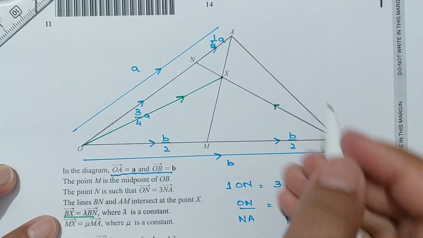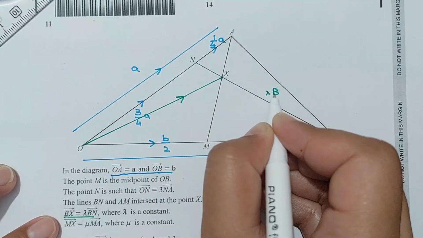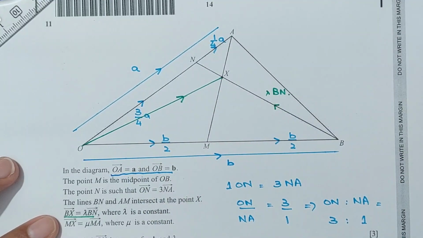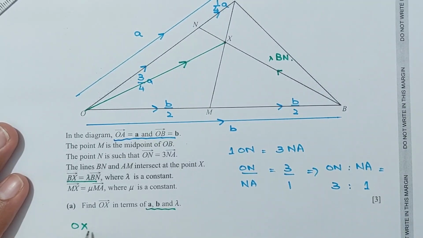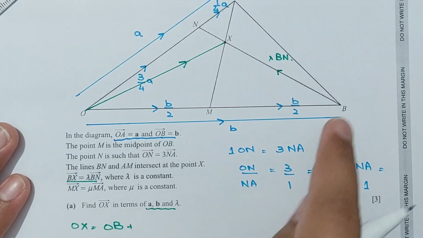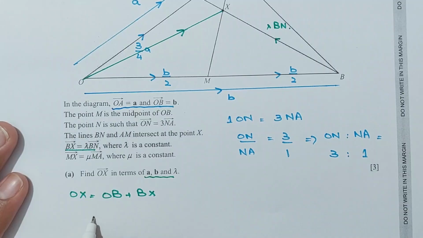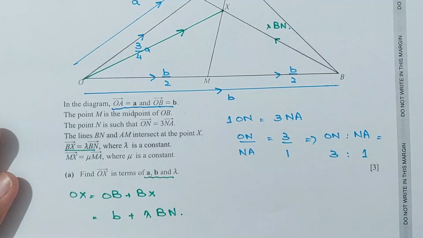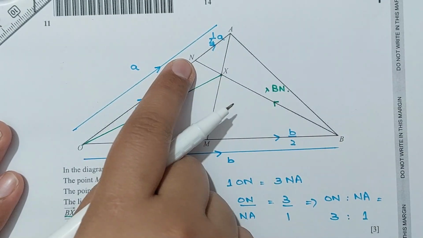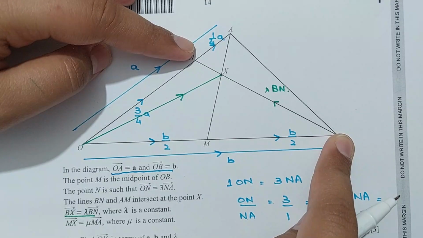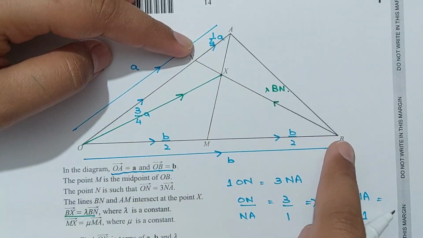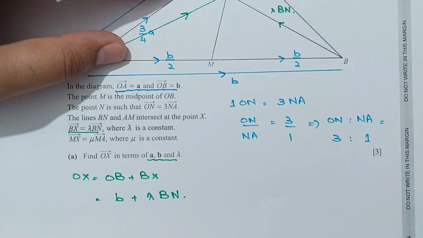Okay, so what is BX? B to X is lambda times of BN. So write down OX: O to X is O to B plus B to X. O to B is a vector B and BX is lambda times BN. We have to solve for BN. B to N follows the path B to O, O to N.